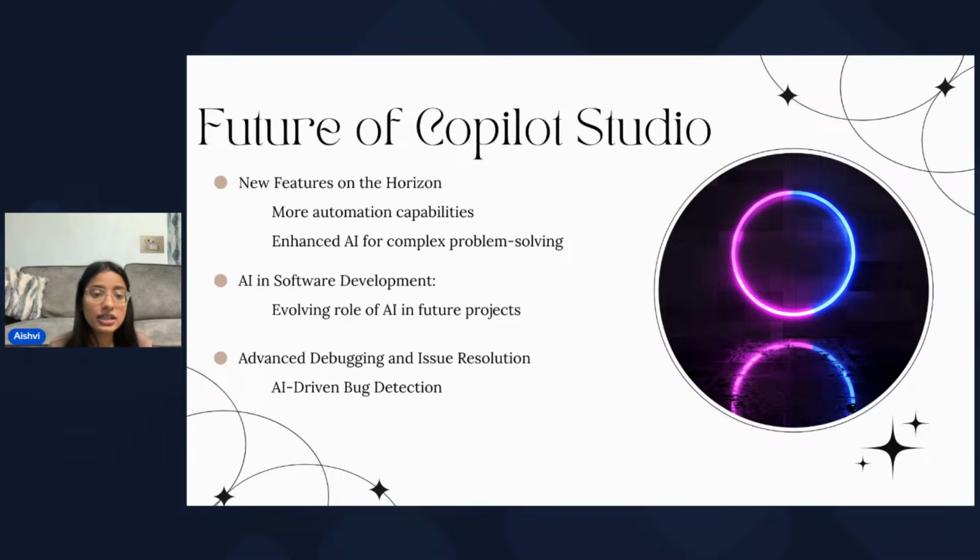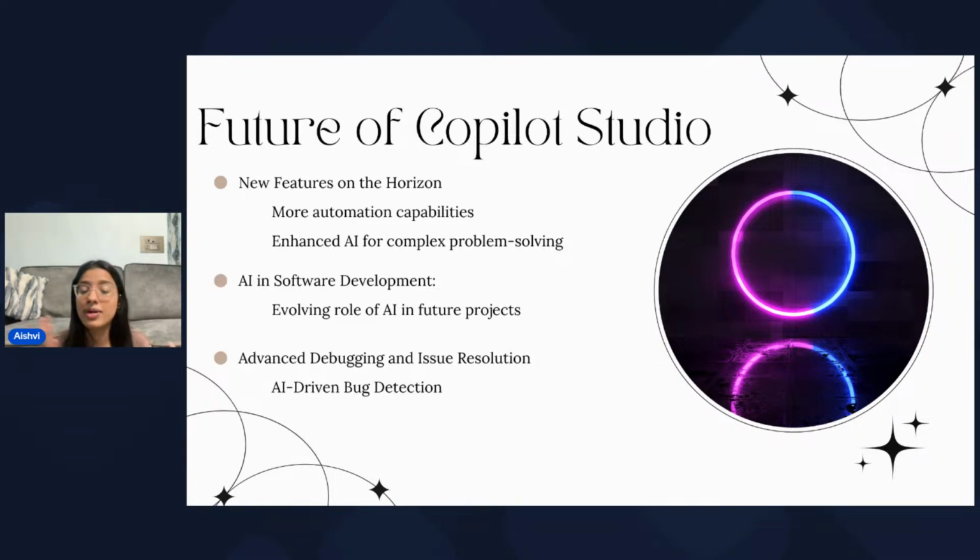Then apart from that, the role of AI is getting more and more integrated in the software development part. Now AI is actually being integrated in every step of the software development cycle. So that is something that we can expect in future, as well as we can improve the advanced debugging and the issue resolution, because AI driven bug detection would definitely decrease the delays in the project.